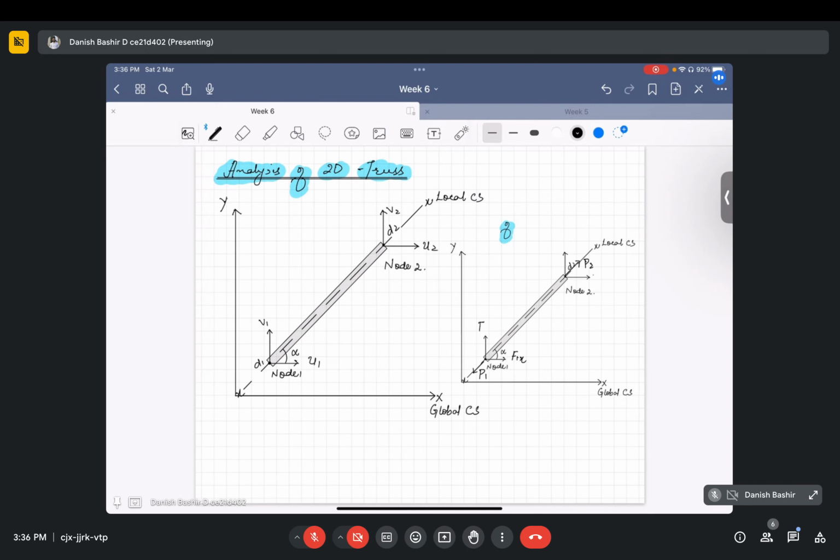x-axis and F1 acting along y-axis. Same, F2 acting along x-axis and F2 acting along y-axis. So these are the local and global forces. This is local and global displacements.